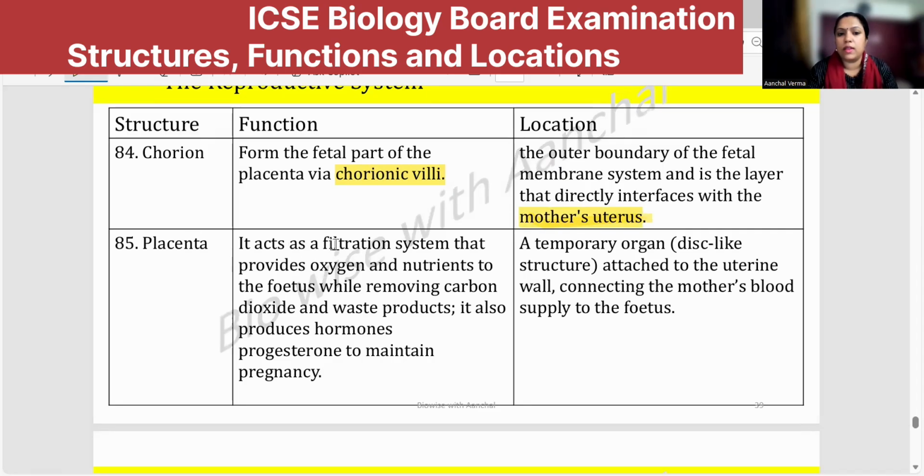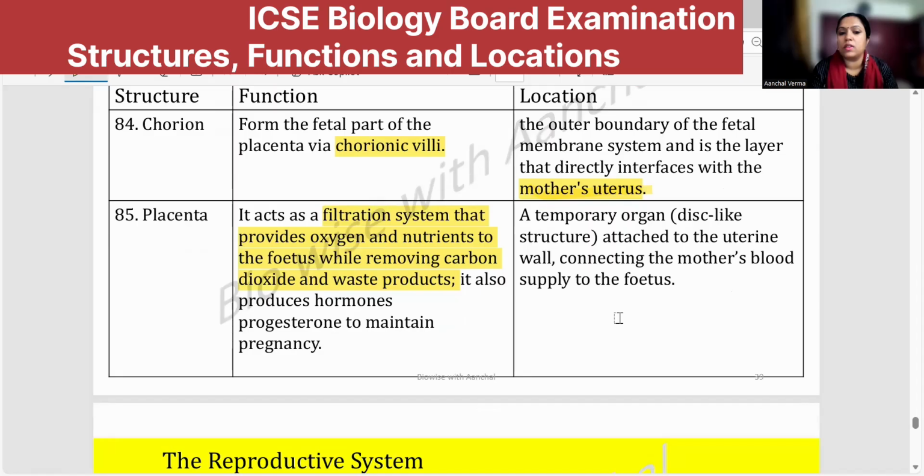Then placenta, it acts as a filtration system. That is, it completes the exchange of nutrients and waste between the mother and the baby's body, and it also releases hormones that help in the formation and maintenance of pregnancy. It is a temporary organ, a disc-like structure attached to the uterine wall, connecting the mother's blood supply to the fetus. This is the location of the placenta.